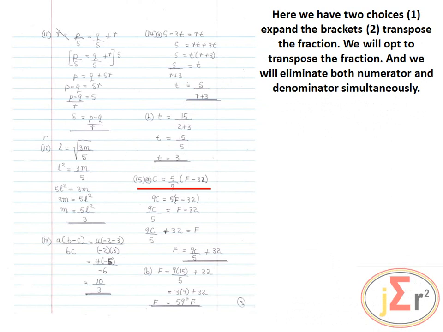Here we have two choices. 1. Expand the brackets. 2. Transpose the fraction. We will opt to transpose the fraction, and we will eliminate both numerator and denominator simultaneously.